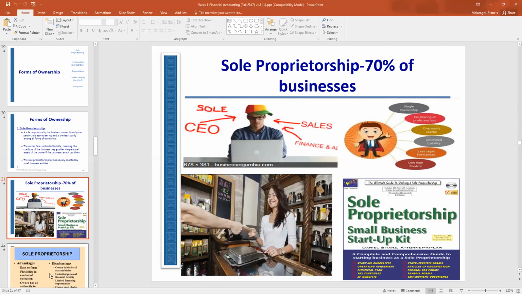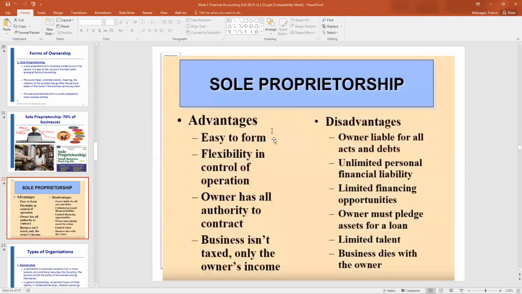So let's look at some of the advantages and disadvantages. Easy to form. So sometimes you need to notify your local government or get a license. Sometimes you can just start it up. You have flexibility. You're the boss, and you own everything. So you don't have to ask for approval. And the other thing about sole proprietorships is it's only taxed once. So it's taxed at your ordinary income.